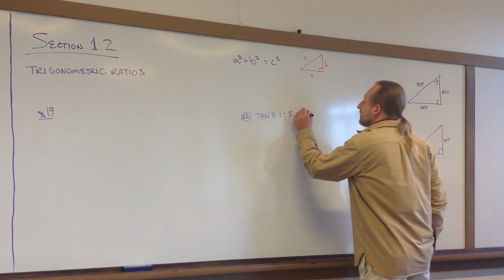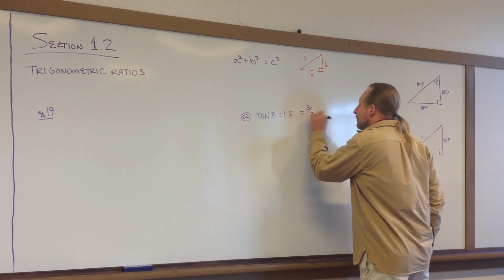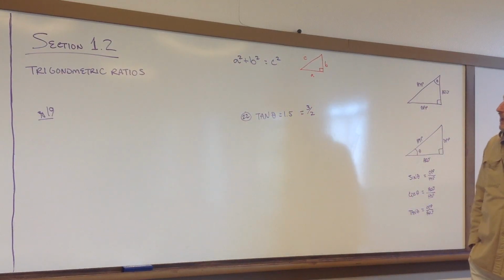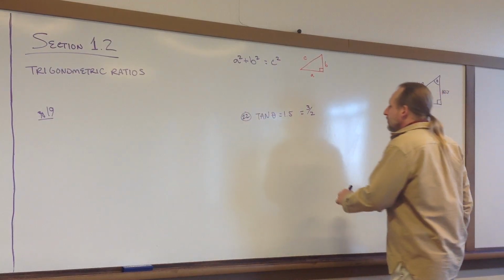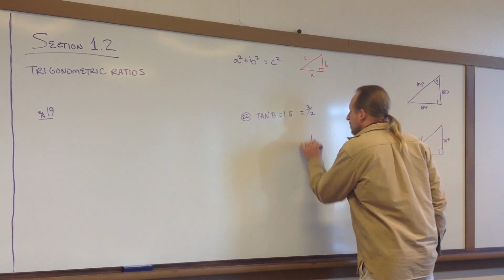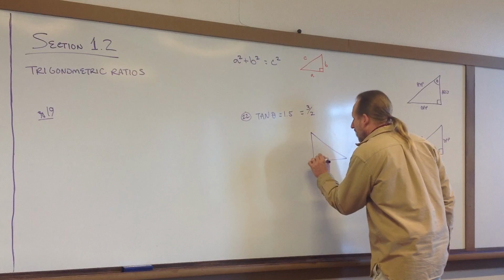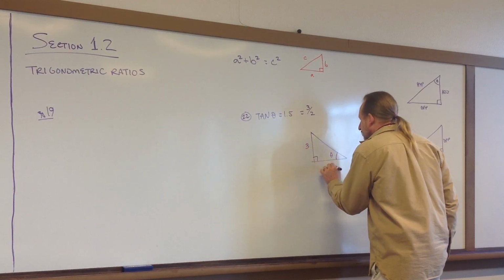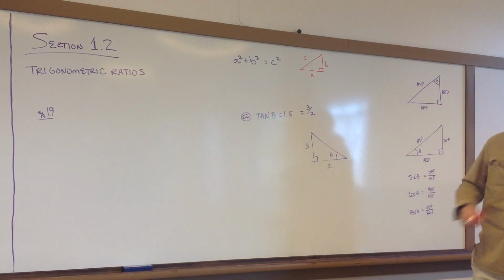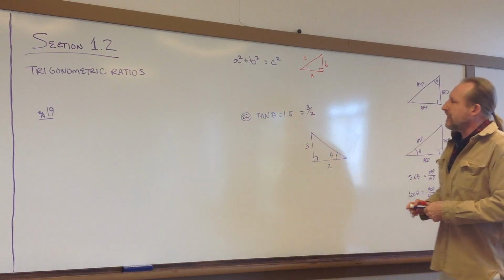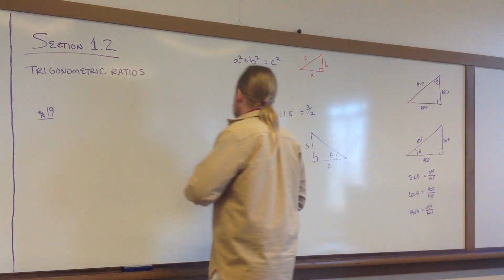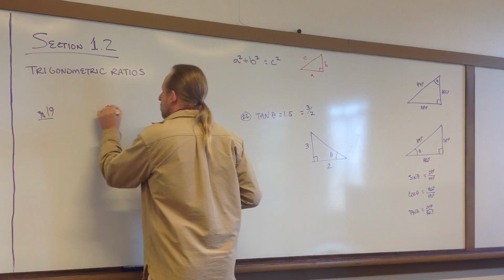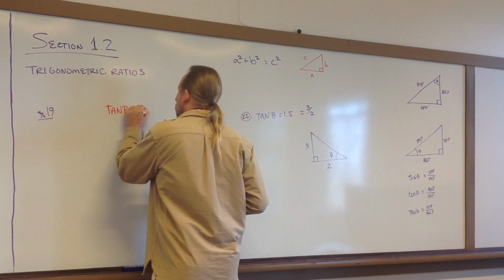Well, what if we want to think of this as 3 over 2? Because that's equal to 1.5, right? Okay. So then we can have a triangle. I'll put my theta down here. Opposite will be 3, adjacent will be 2. Okay. Well, what if somebody else looks at this and says, oh, tangent of theta is 1.5.